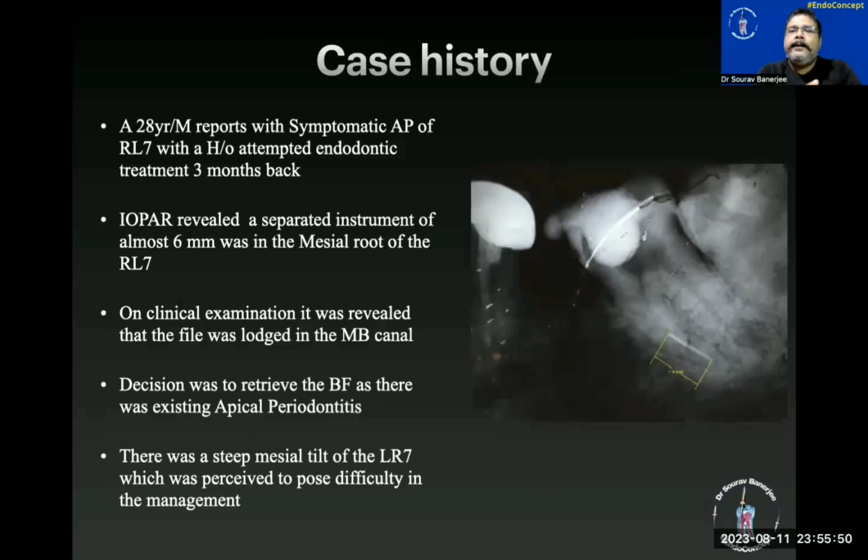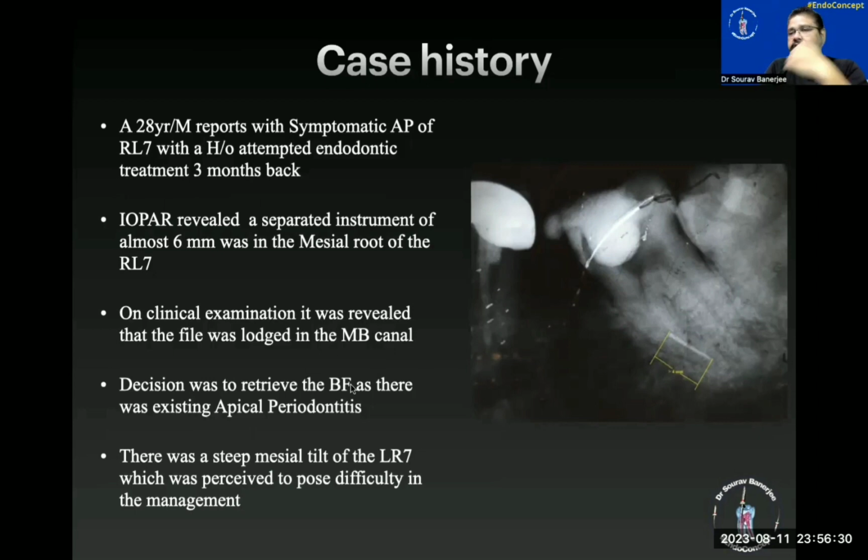Now let's see this case report. When we did the treatment, the subject was about 28 years old, and had symptomatic apical periodontitis, and he was in a lot of pain. When we took the radiograph, what we could see is an almost 6 mm long file separated in one of the mesial canals, and on further clinical evaluation, it was seen that it was lodged in the mesiobuccal canal.